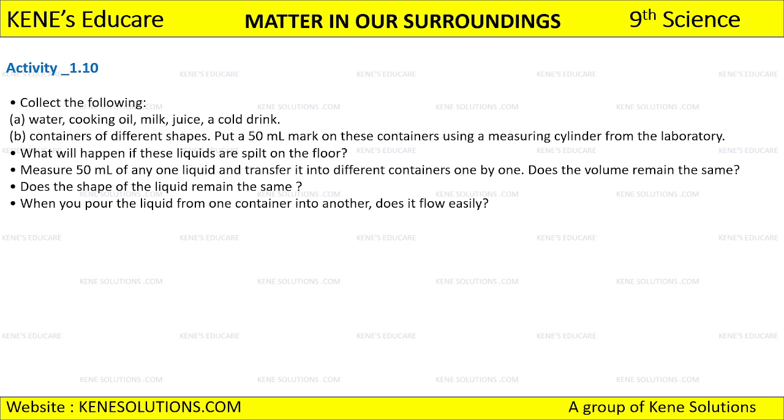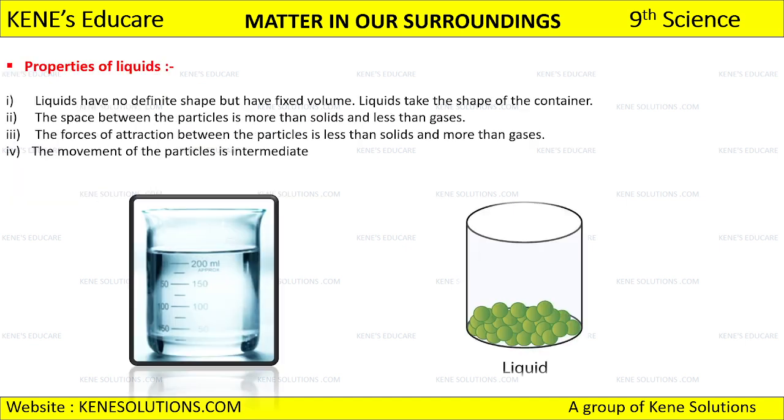After this, we discussed this activity 1.10, which is demonstrating all the properties of liquid. There were four different properties of liquids given, and you should know that liquids do not have their own shape. Liquids take the shape of the container in which we add them, right? The space is going to be more than solids and less than gases, and even the force of attraction between the particles is going to be less than solid but more than gas, and the movement of the particles is going to be intermediate. Got it?